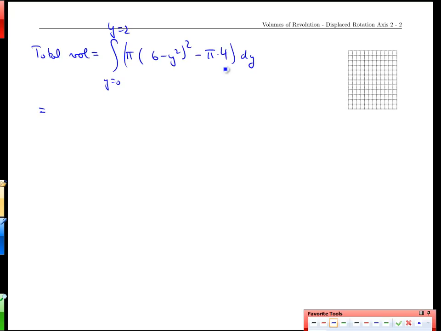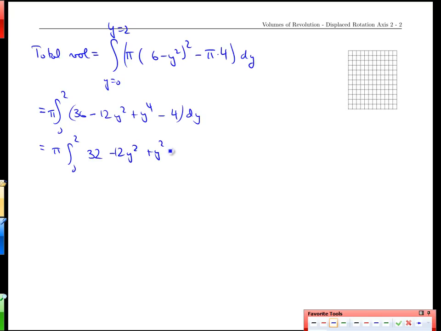Now, just a little bit of simplification before we start the actual integration process. Everything has a pi, we can bring that out front. We have 36 minus 12y squared plus y to the 4th minus 4. That's the expansion of our (6 minus y squared) all squared. And so pi, 0 to 2, 36 minus 4 is 32. And we are good to go. Everything is integrable.